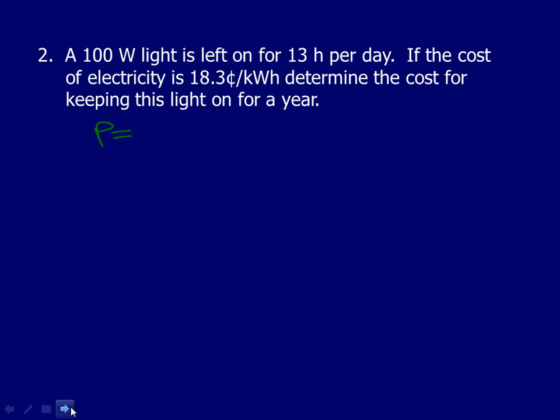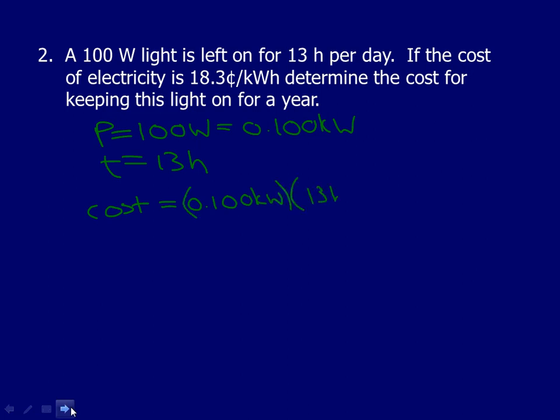Okay, power is 100 watts, which is 0.100 kilowatts. The time is 13 hours per day. That's already in hours. So cost per day is going to be power, 0.100 kilowatts, times time, 13 hours, times the rate, 18.3 cents, equals. Rachel, what do you got? 23.79 cents per day. Don't clear your calculators, all right?